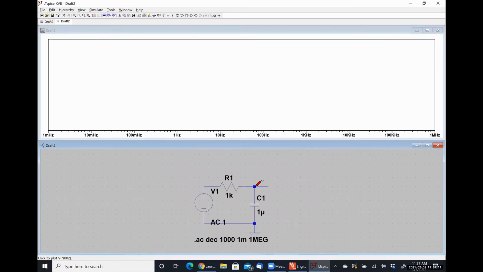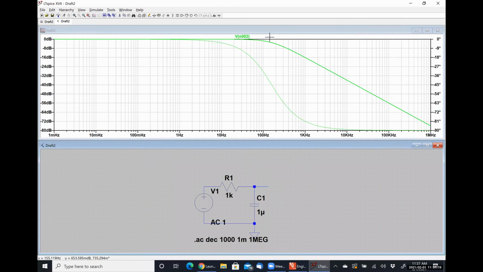All right, so if I click this node right here, this is effectively giving me my transfer function because I'm using an AC signal of 1 volt. If you will notice, there are 2 waveforms. Can you guys see this green color, or do I need to change it? All right, let me go into settings real quick here.